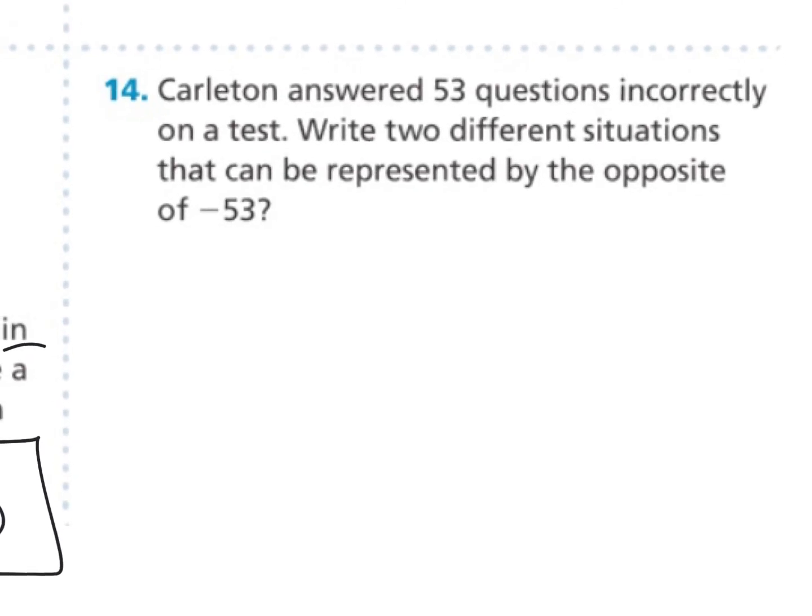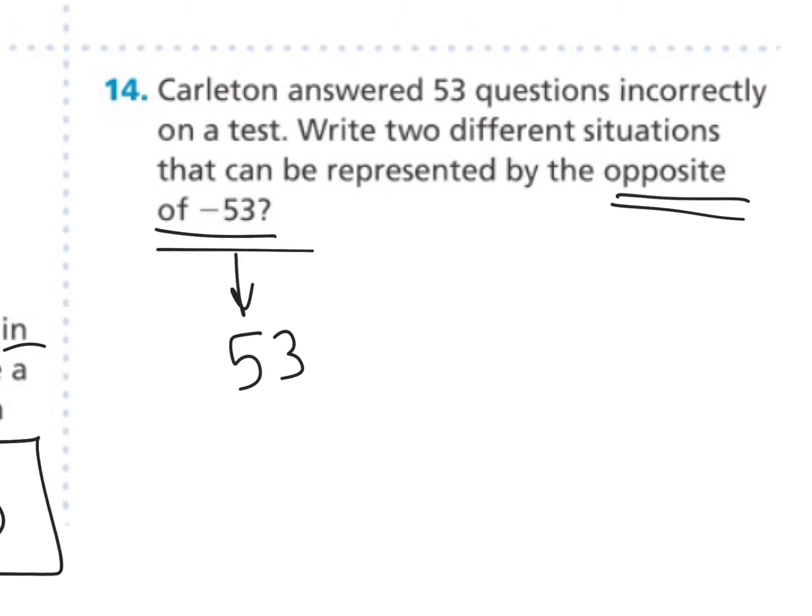Number 14, Carlton answered 53 questions incorrectly on the test. Write two different situations that can be represented by the opposite of negative 53. So first of all, the opposite of negative 53 would be a positive 53. So lots of different examples. We could say somebody got $53. We could say somebody got 53 questions correct. I guess if we had a really big building, we could say they went up 53 floors.